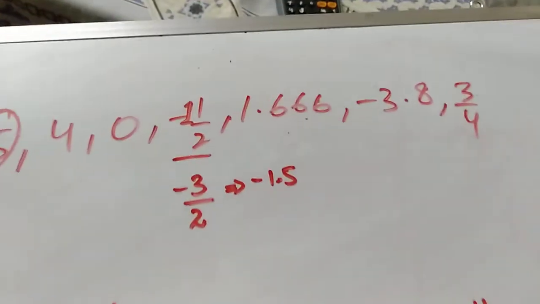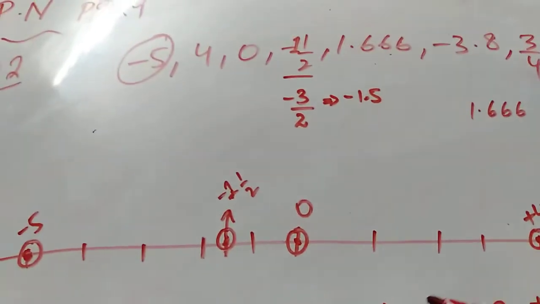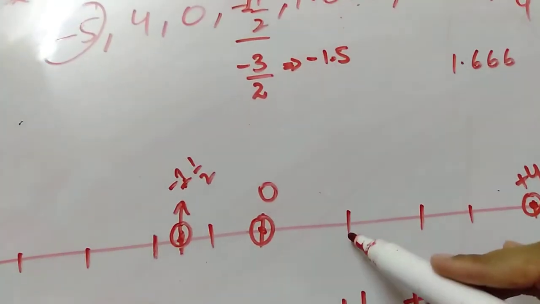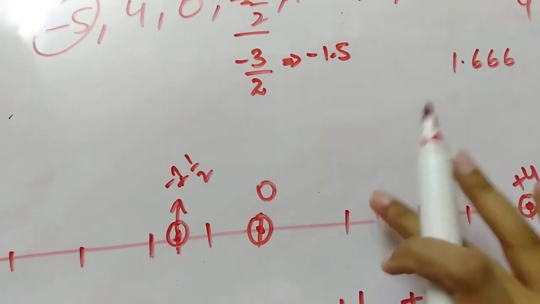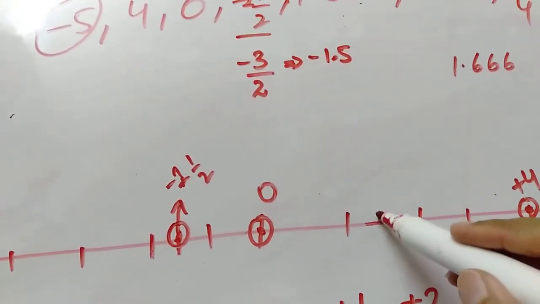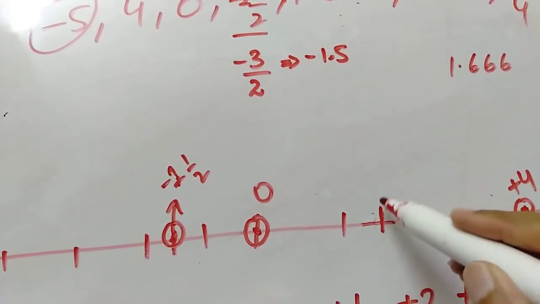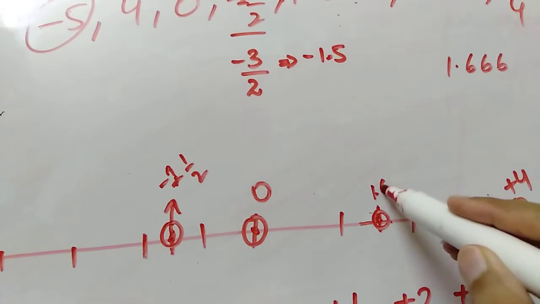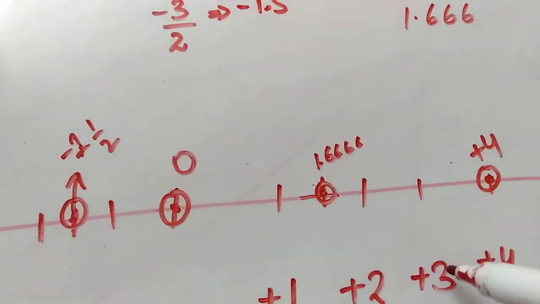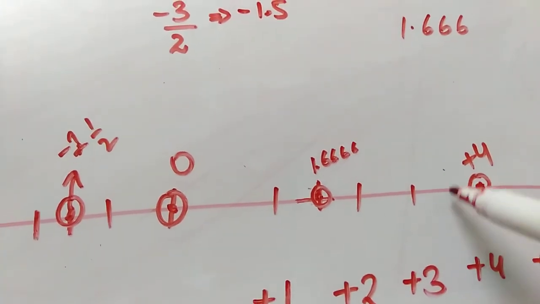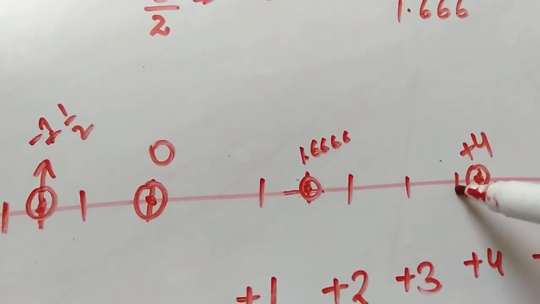Now we will represent 1.666. It's also given in the book that it's between 1 and 2. It will be 1.5, then we should have 1.6. So it will be a little bit further from the middle point. So this will be 1.666. Now -3.8. In between 3 and 4, it will be 3.5. So it will be a little bit near 4.